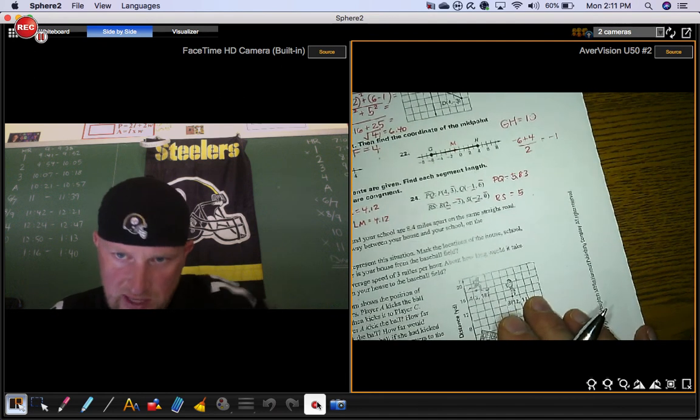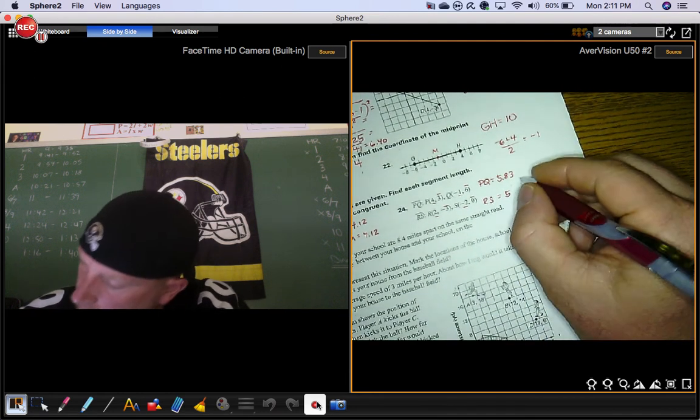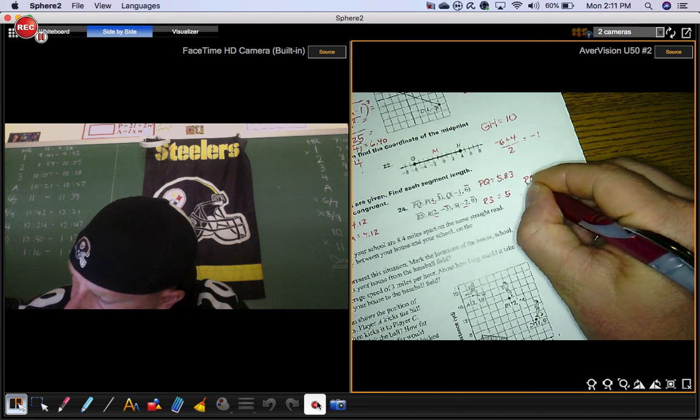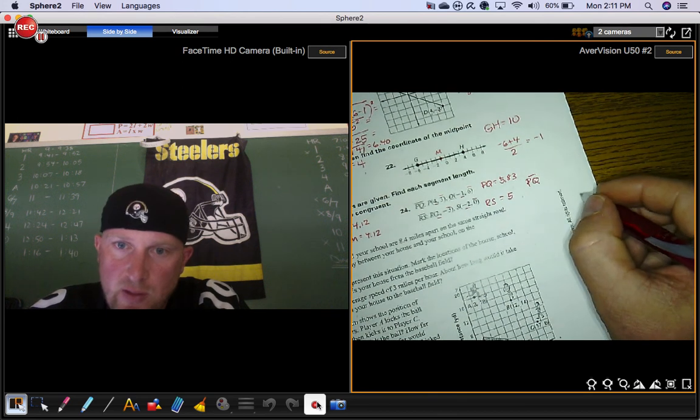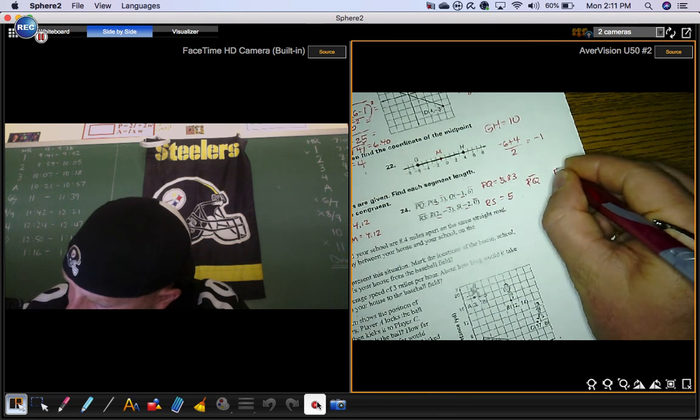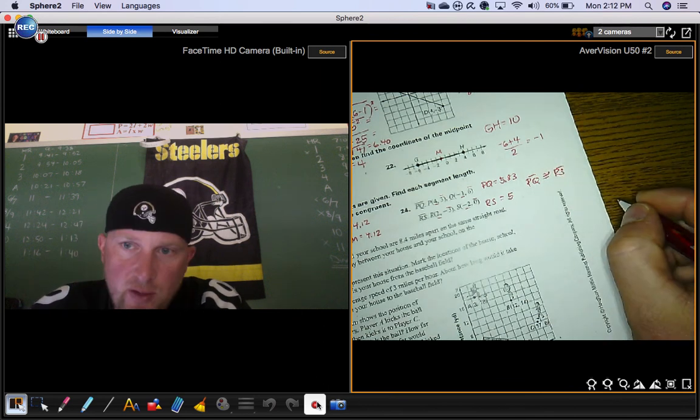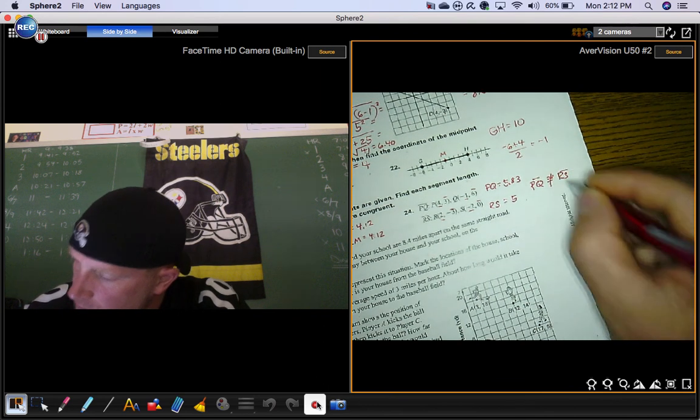Now, how do you say that these are not congruent? Well, that's segment PQ. That's segment RS. This is how you would say they are congruent. These ones aren't, so put a slash through it.